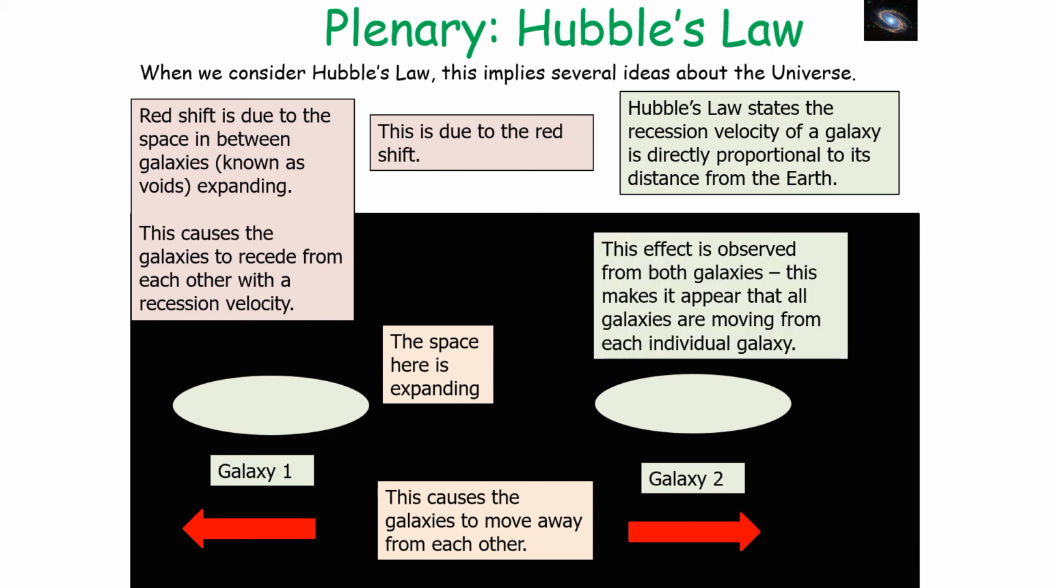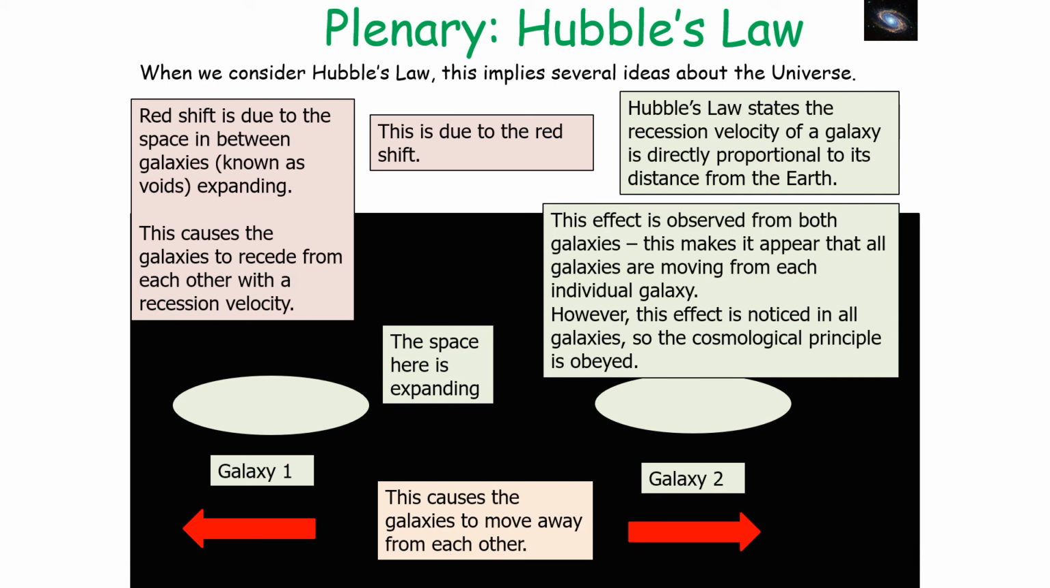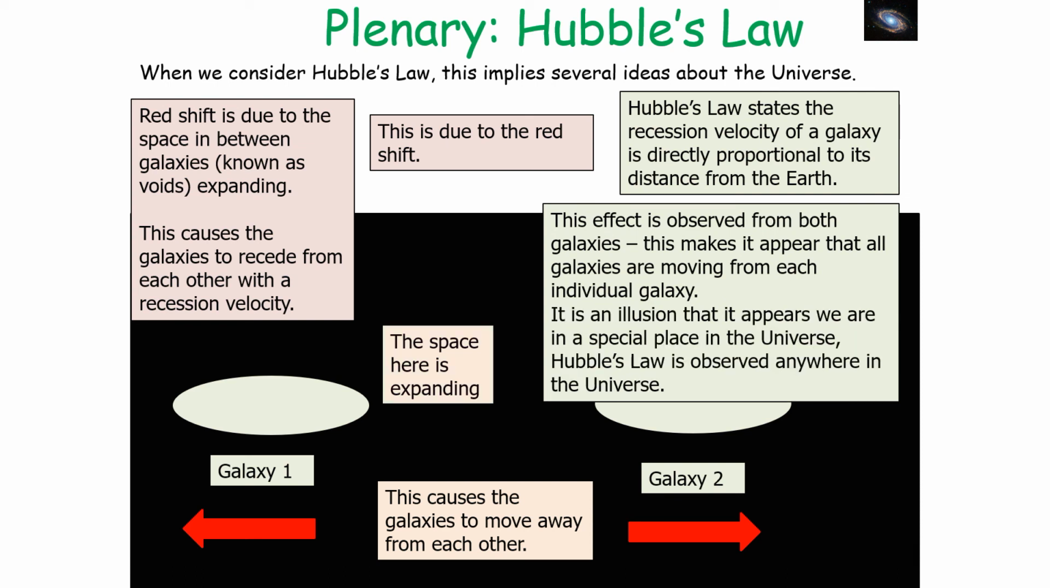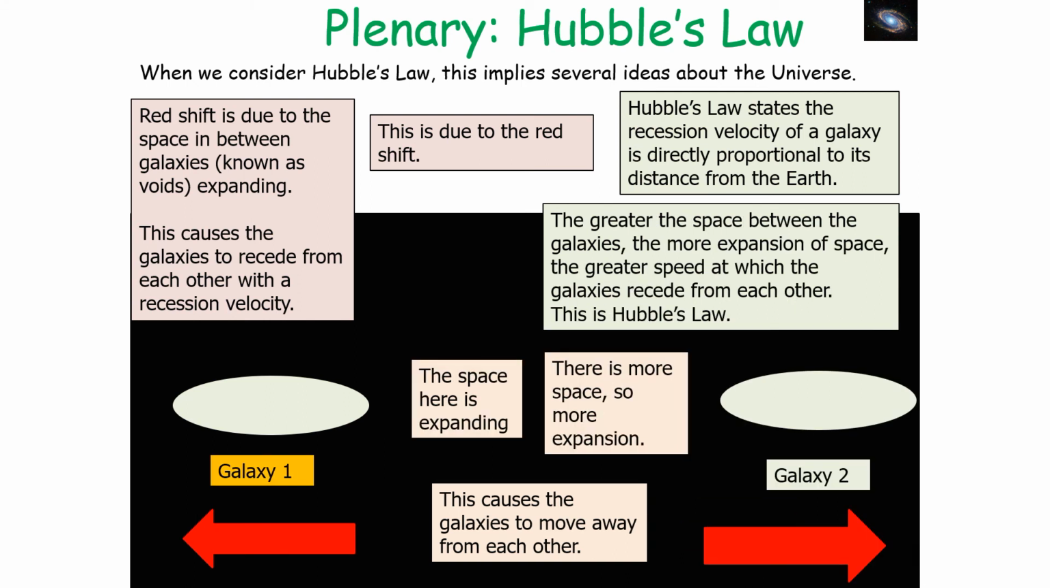Now this effect is observed from both galaxies, so that makes it appear that all galaxies are moving away from each individual galaxy in our universe. Because this is noted in all galaxies, the cosmological principle is obeyed. So it's an illusion that appears that we are in a special place in the universe. The idea of Hubble's law will be observed anywhere. The basic premise of Hubble's law is there's more space in between the galaxies, so there's more expansion, so as a result, the greater the speed at which the galaxies will recede from each other.